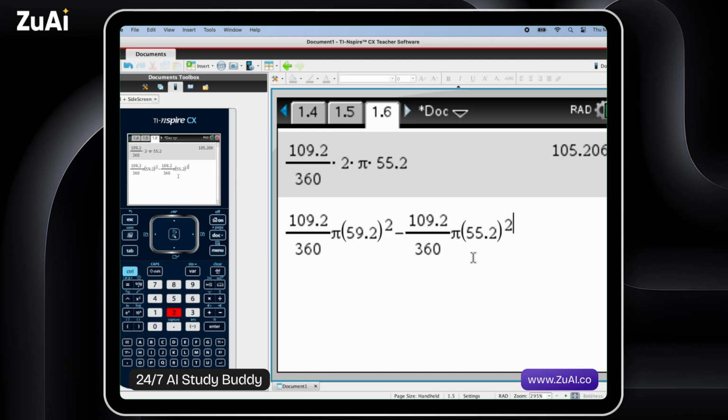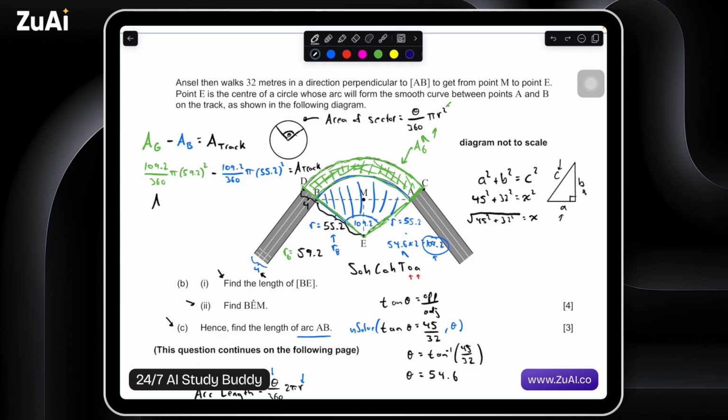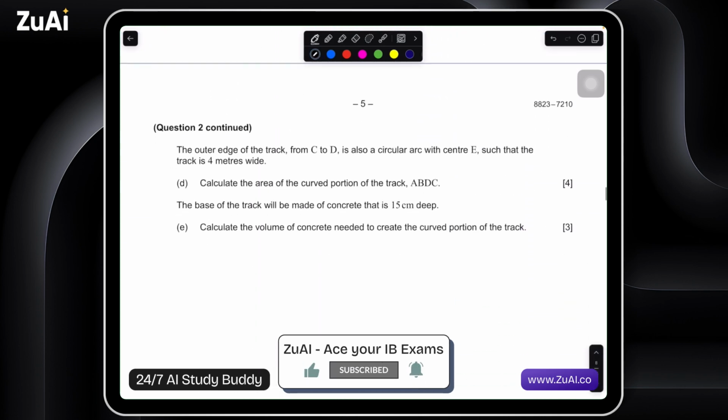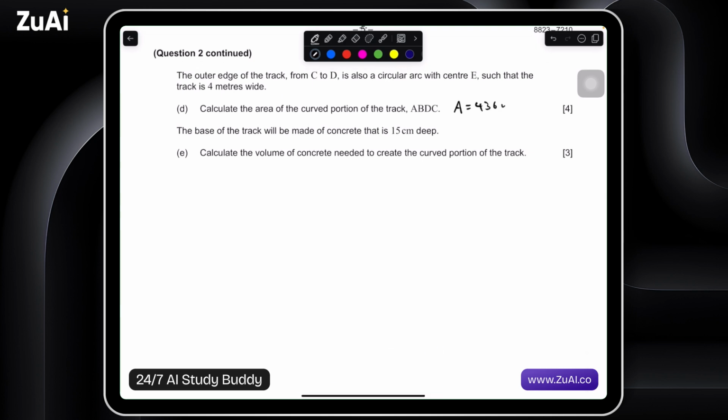Okay, and that should give us our area, 436.07 meters squared. So let's go back to the document. So the area of the track is then equal to 436.07, or just 436 meters squared. Okay, not too bad. Calculate the area of the curved portion of the track. I'm going to write it here because I believe we'll need it later. 436 meters squared.